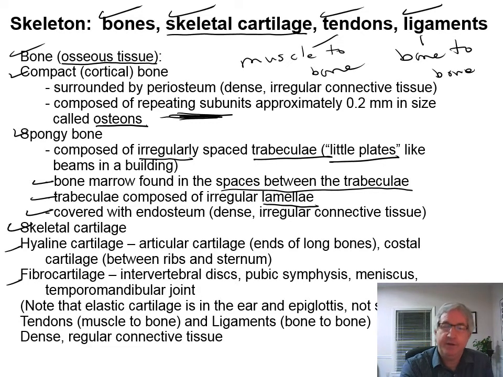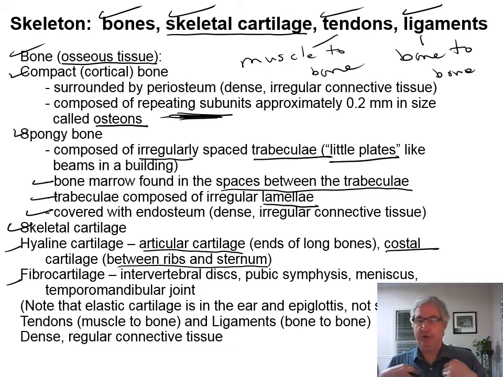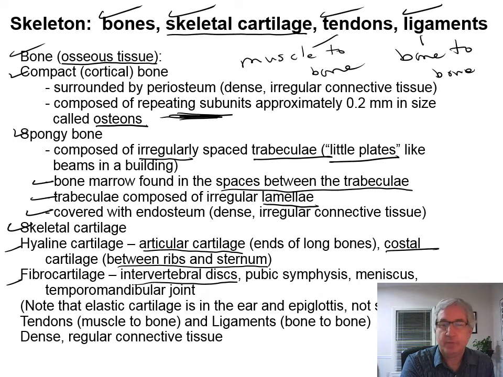Skeletal cartilages: you have hyaline cartilage and fibrocartilage. Hyaline cartilage is articular cartilage. Articular means where the bones articulate, where bones come together, so the ends of long bones. Also, it's the cartilage found on the end of the ribs, between the ribs and the sternum. So if you push right here on your chest, you're actually not pushing bone. It's hyaline cartilage. Fibrocartilage is in intervertebral discs, the pubic symphysis, the meniscus of the knees, and the temporomandibular joint, which is the joint between your lower jaw and your skull. Elastic cartilage is the third cartilage, if you remember, and that is in the ear and epiglottis. It's not found in bone.